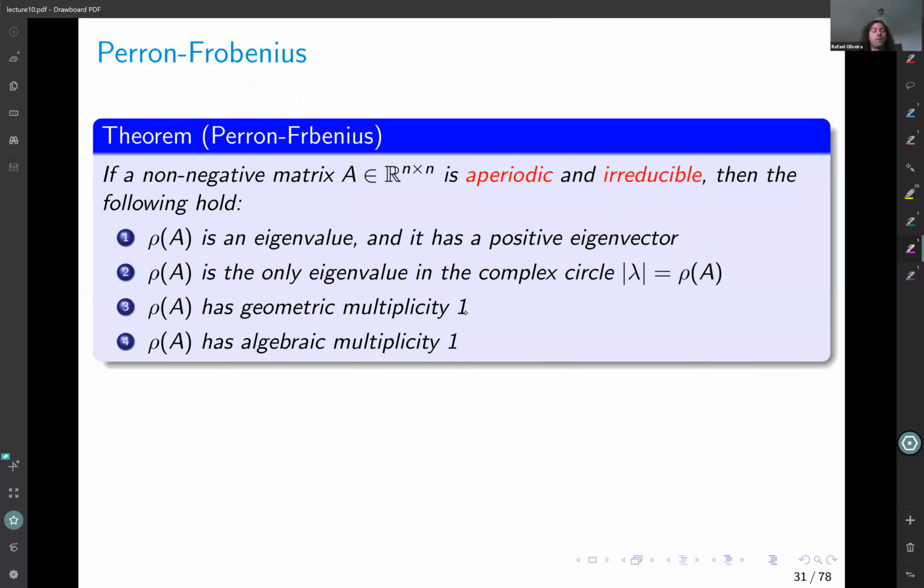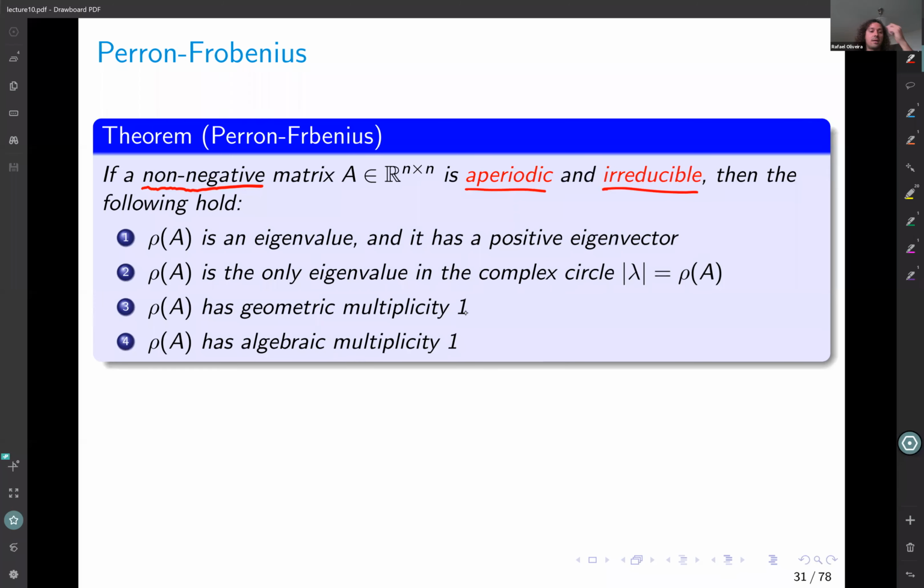All right, so now we're ready to prove the Perron-Frobenius theorem, because remember, we proved Perron's theorem for positive matrices. We assumed that A was fully positive. But Perron-Frobenius holds for any non-negative matrix, okay? So your matrix has to be non-negative. That's a difference. But also, if it's non-negative, we have to assume that it's aperiodic and irreducible, okay?